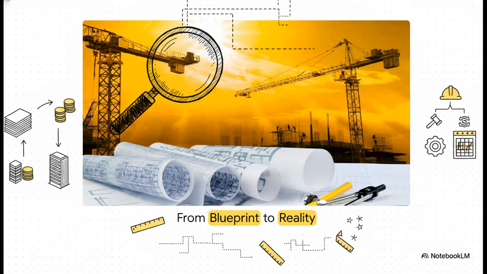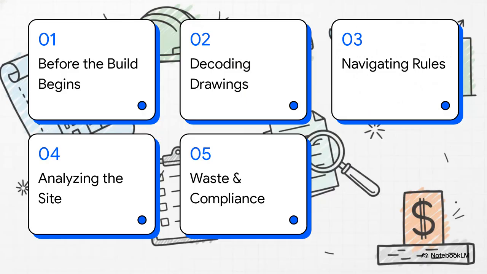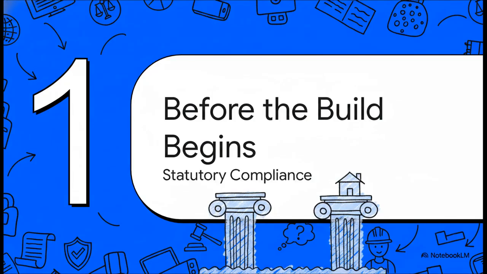So here's our roadmap for today. We're going to cover: before the build begins, decoding drawings and specifications, navigating rules and regulations, analyzing the building site, and finally, waste and compliance costs. Let's get to it. Part 1, Before the Build Begins. This is where we start talking about statutory compliance and setting the stage.